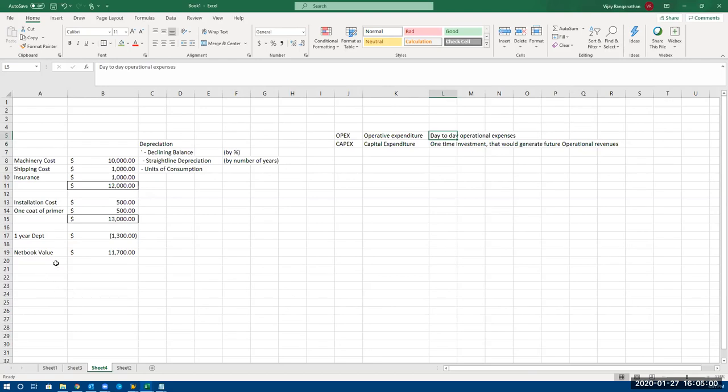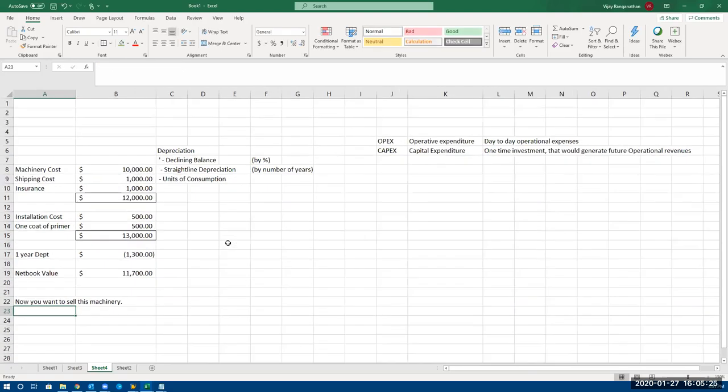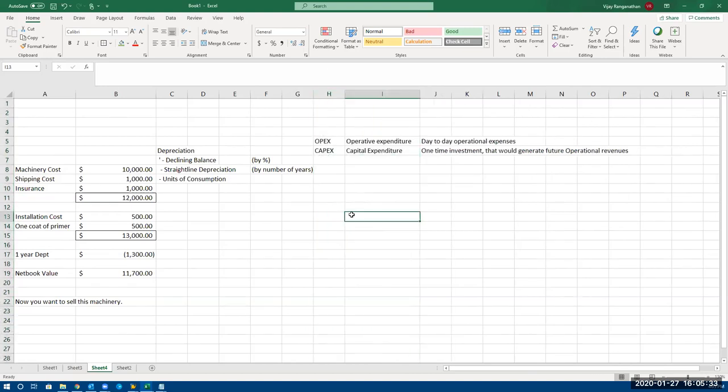Now, after 1 year, come back here. Somebody wants to buy the machine, okay? A customer. Let's say you don't want this machine anymore and you're switching the business, you want to sell. So now you want to sell this machinery. How much can you sell this machinery for? 9,000? How much? Somebody's asking, and you want to price it. You can sell it for anything, even 13,000 if you want. But what is a reasonable price?